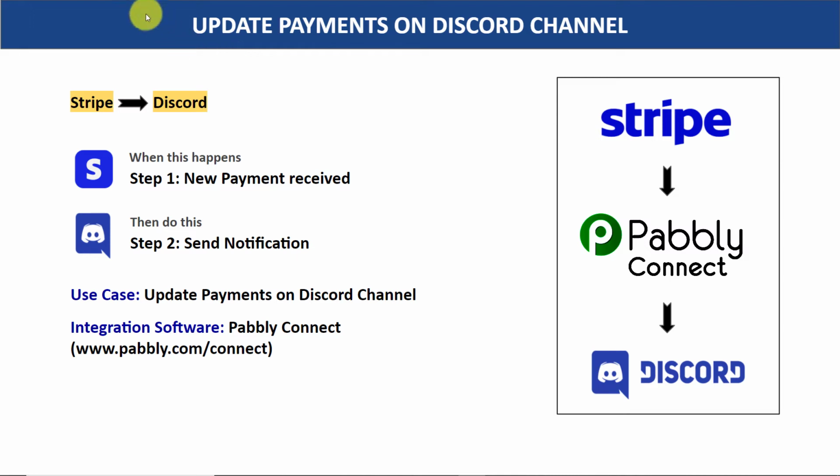Hello everyone. So in this video we will learn how to update payments on Discord channel. So imagine this, you are using Stripe to collect payments for your products. Let's say a guy called John has made a purchase of $200. So you have all the details of John from Stripe. You have his name, email and all those details.